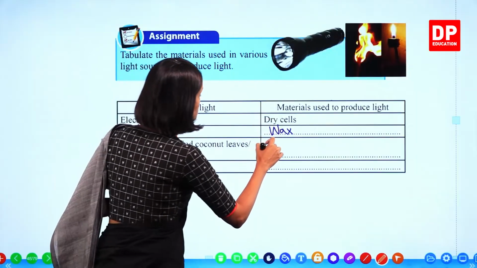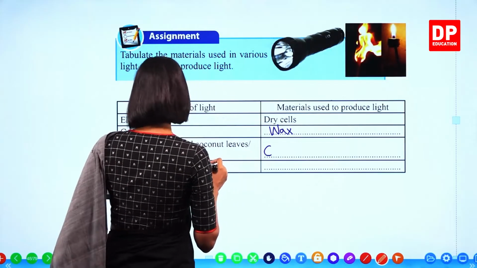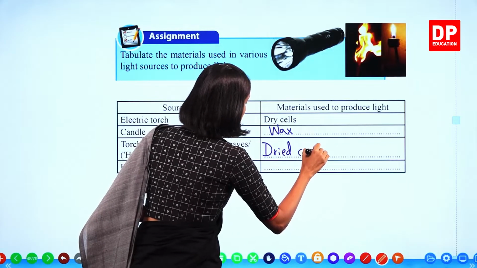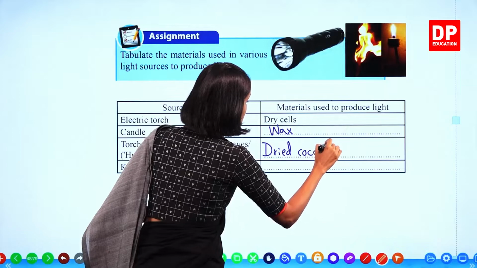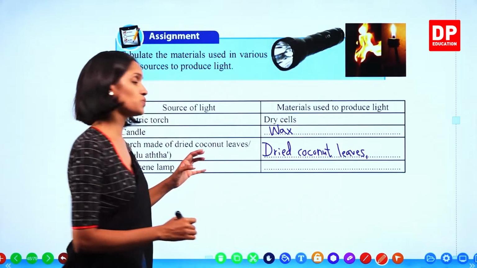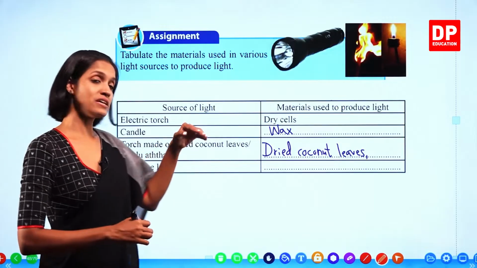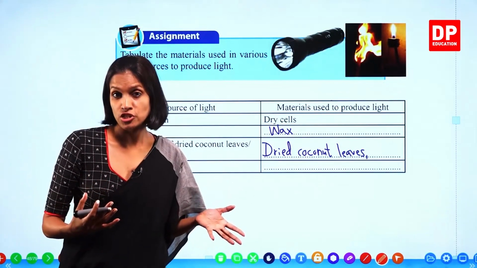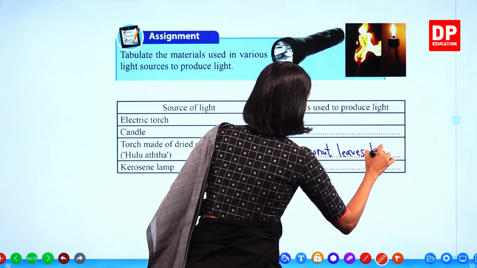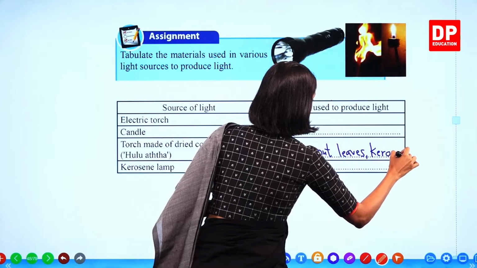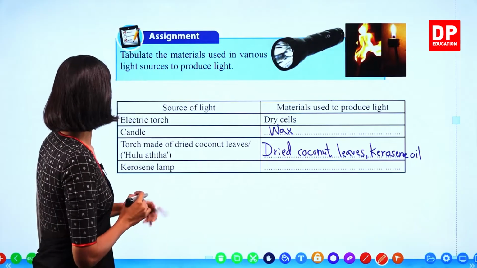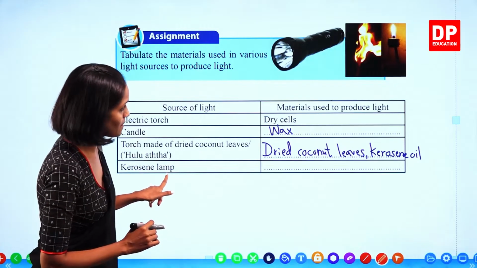So, torch made of dried coconut leaves. What are the materials used? Dried coconut leaves. And I told you all, these dried coconut leaves are soaked in kerosene oil. Therefore, kerosene oil is also another material. Kerosene oil. Right, children?